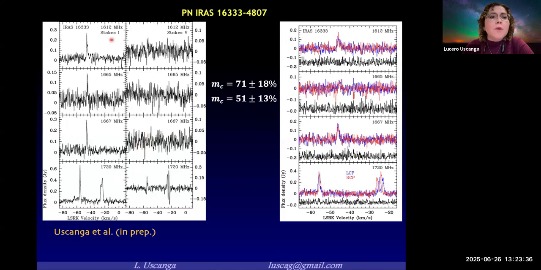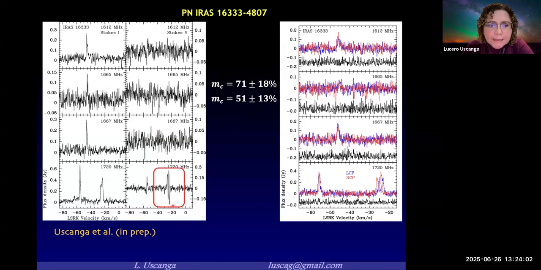This time we were able to detect the 4 OH maser transitions around 18 centimeters. This is Stokes I in this column and Stokes V for the different frequencies. And we also found a high degree of circular polarization, as you can see for some features, for example, 71 plus minus 18%.